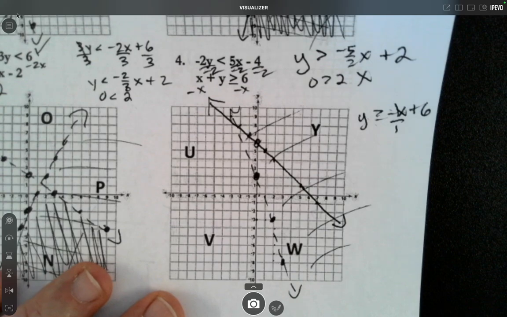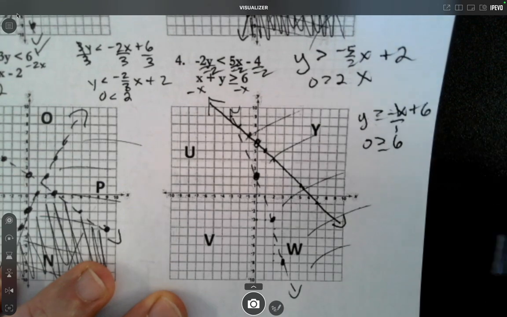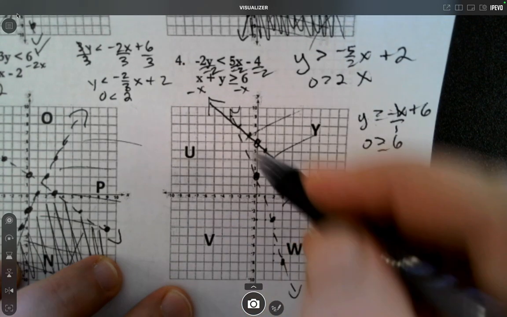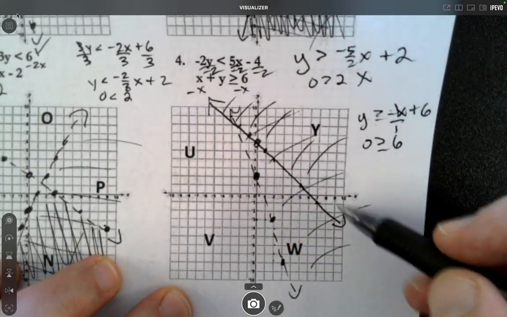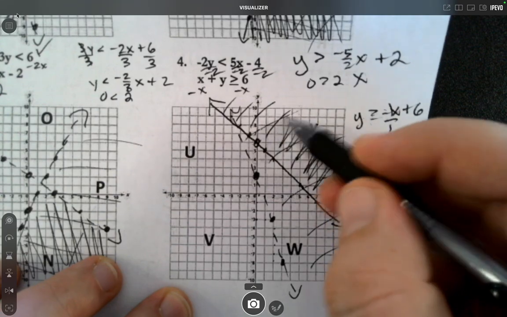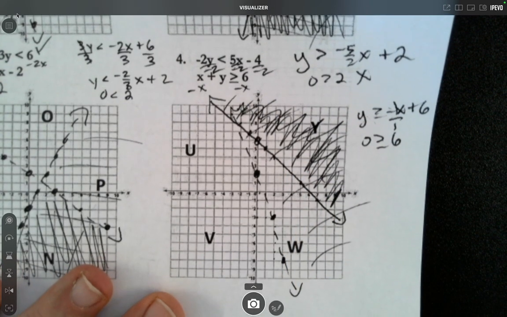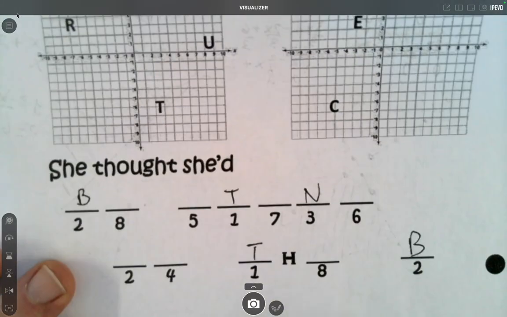Okay, so I'll try 0, 0 in this one. Tells me 0 is greater than or equal to 6. That's not true. So 0, 0 is false for the solid line, so we'd shade above it, which means this area right here is where we shade it in. And we shaded in the letter Y. So for number 4, we put a Y.